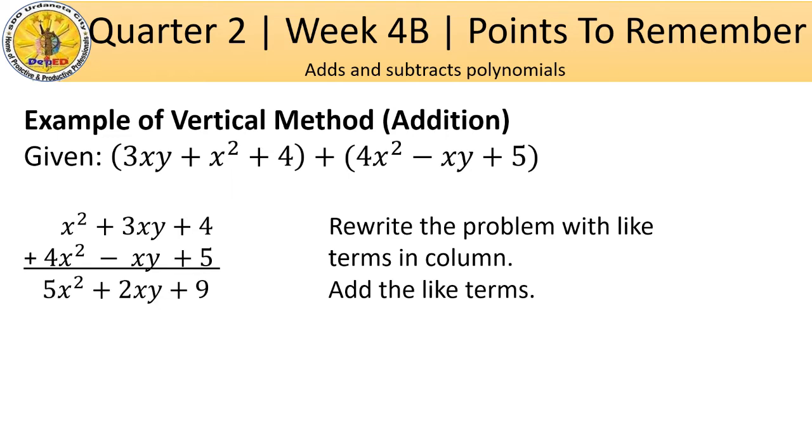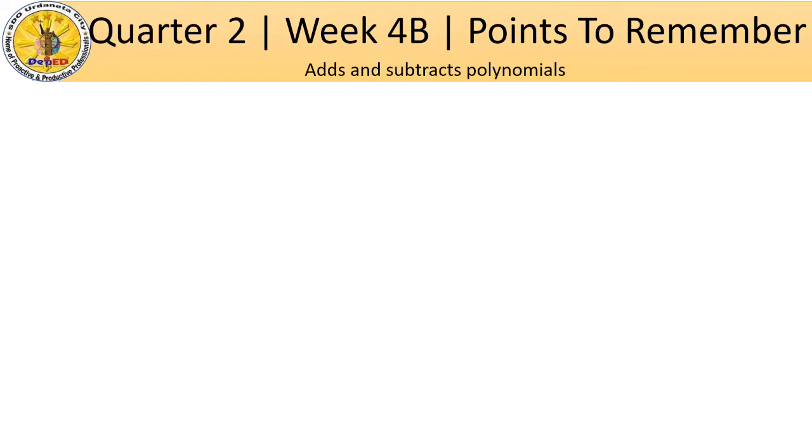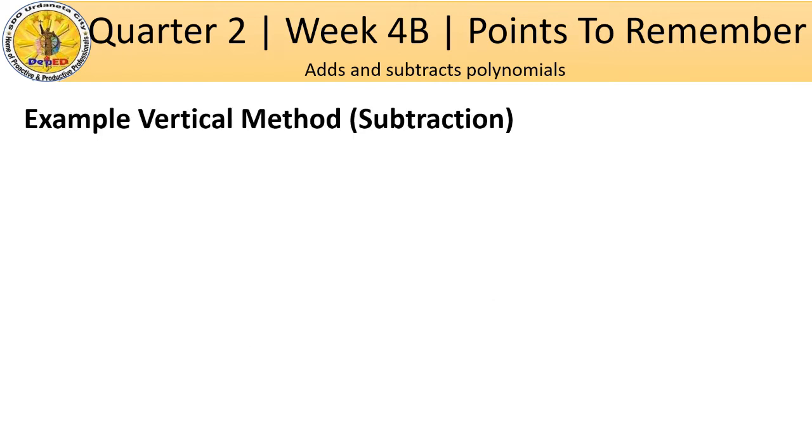So x to the second power plus 4x to the second power, we have 5x to the second power, 3xy plus negative xy, we have positive 2xy. 4 plus 5, we have 9. So the answer to this expression is 5x to the second power plus 2xy plus 9. Another example of vertical method given that expression is subtraction.